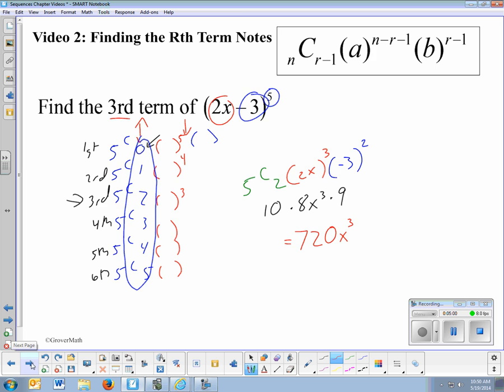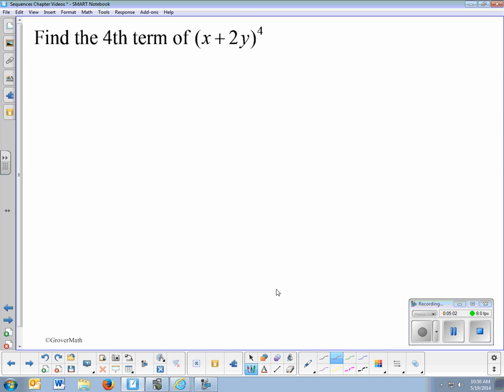Let's look at a couple more examples. (x + 2y) to the fourth. We want the fourth term. So if you want the fourth term, now your exponent here is 4. So that'll be 4c. Remember, this 4 in front of the c has nothing to do with we want the fourth term. It has to do with our exponent being 4. Whatever your exponent is, that's the number in front of c. But because we want the fourth term, it's actually going to be 4c3.